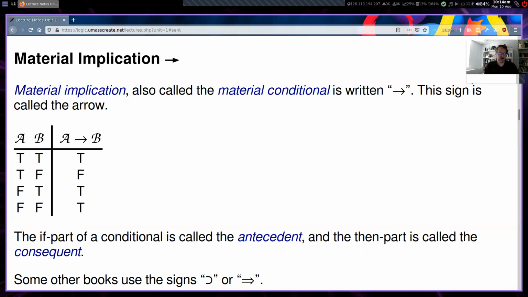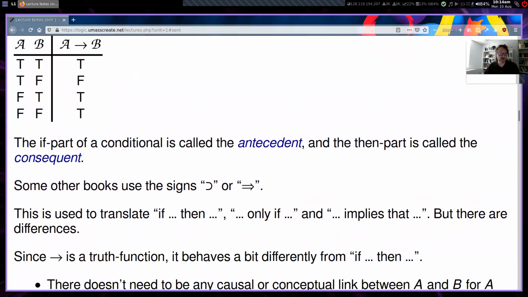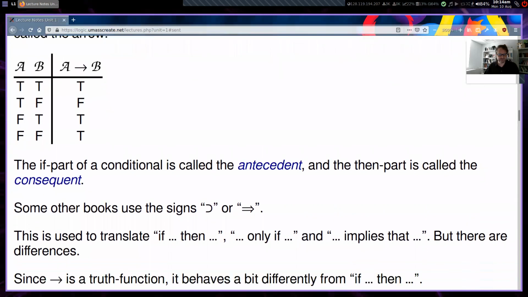We regard the if part, what comes before the arrow, as the antecedent, and the part that comes after the arrow is called the consequent. That's consequent with a T, not consequence. Other logic books will use either a horseshoe-shaped sign for this or a different-looking arrow. But we're going to use a regular arrow for the material implication.